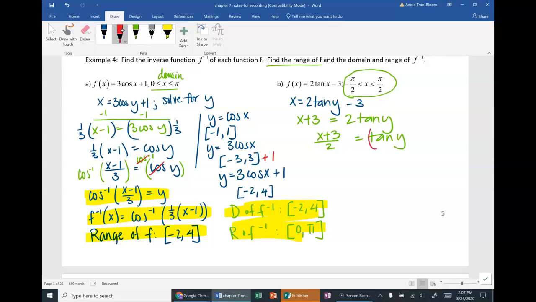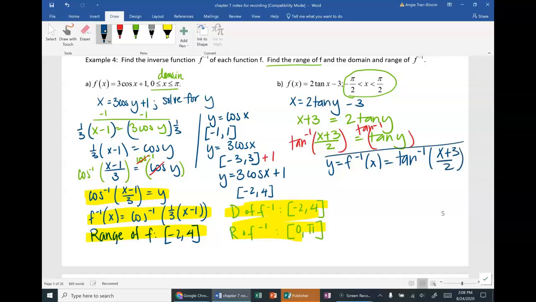Compose both sides with tangent inverse. So now you have y equals, which is really f inverse of x equals tangent inverse of the quantity (x plus 3) all over 2. That is the inverse function. Box that up. Now we have to find the range of f, because the domain's already given.